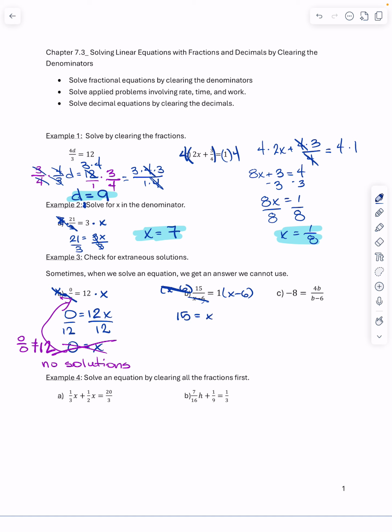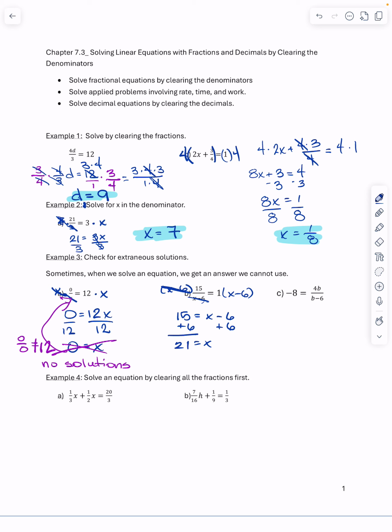1 times x is x, 1 times minus 6 is minus 6. Now we are solving for x. I get x equals 24. I definitely want to plug that in. 15. Why did I add 9? I did not mean to add 9. I meant to add 6. Hopefully you caught that. I'm just making sure you're paying attention. I get x equals 21.